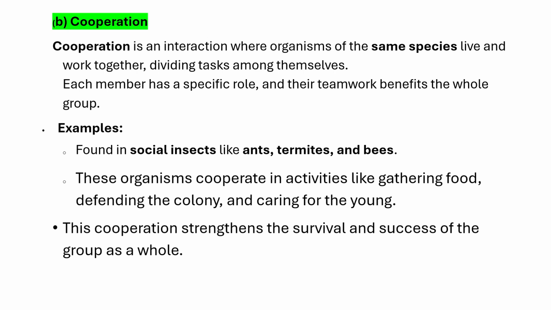Another example they give us is social insects like ants, termites and bees. These organisms cooperate in activities like gathering food, defending the colony, and caring for the young. The cooperation strengthens the survival and success of the group as a whole.